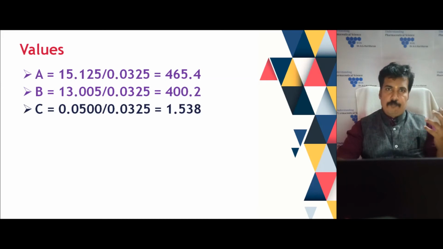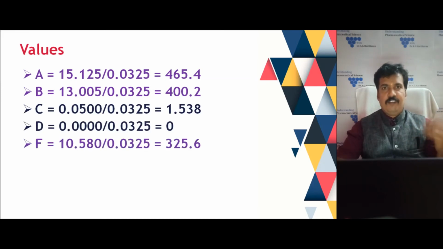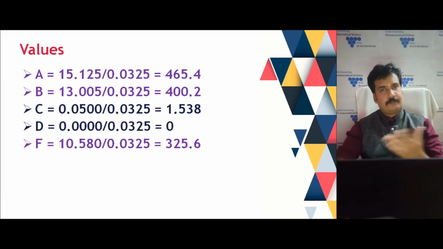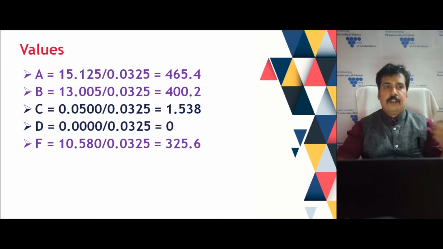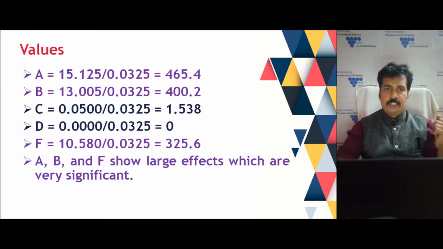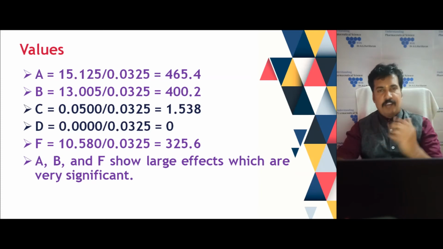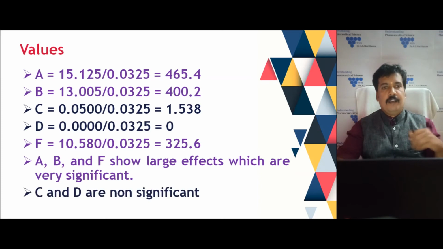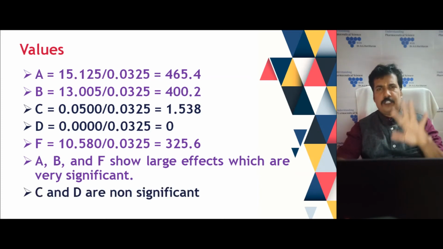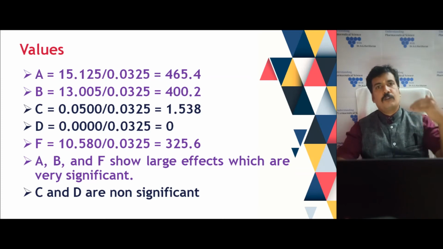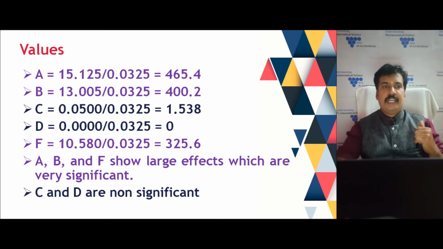Similarly for B, C, D and F. E and G need not be calculated because they have been used for the error factor calculation. So we calculated for the 5 independent variables. If you see the results, out of these, A, B and F show larger effects, with values in the hundreds, which means they are more significant in the product formation, whereas the values of C and D are not significant in the product formation. So we can do optimization only for A, B and F.